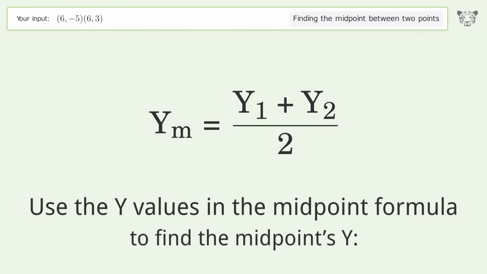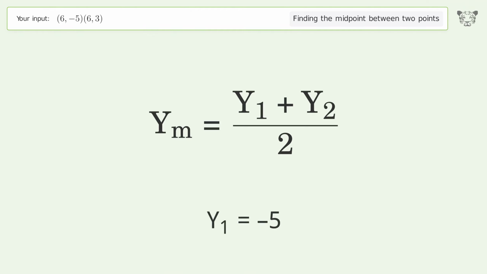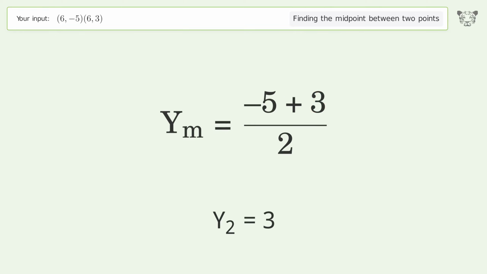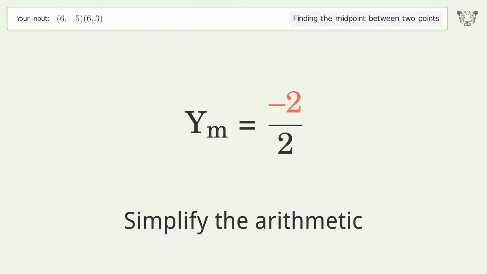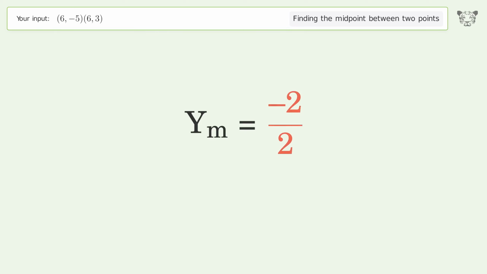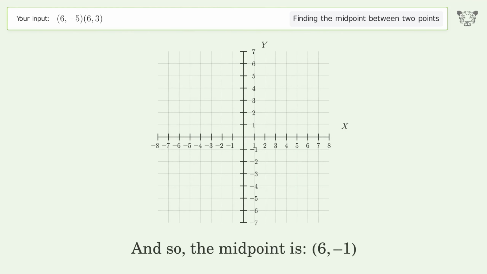Use the y values in the midpoint formula to find the midpoint's y. y1 equals -5. y2 equals 3. Simplify the arithmetic. And so, the midpoint is 6, -1.